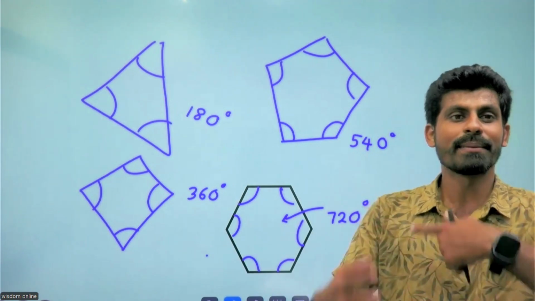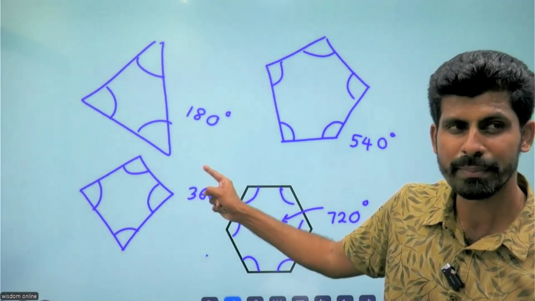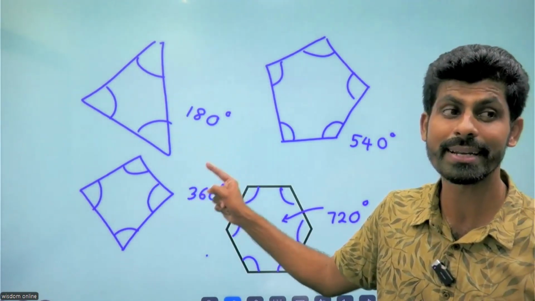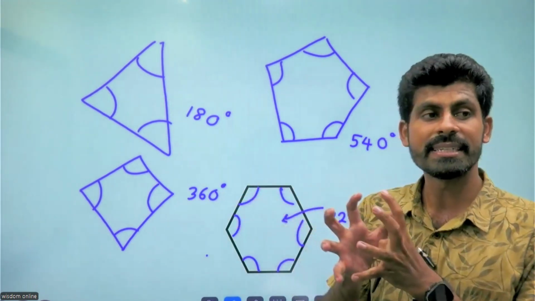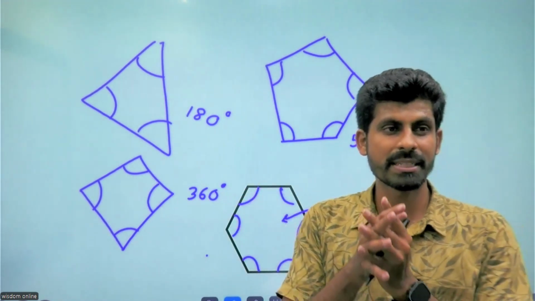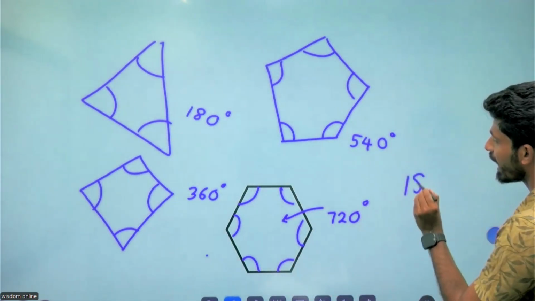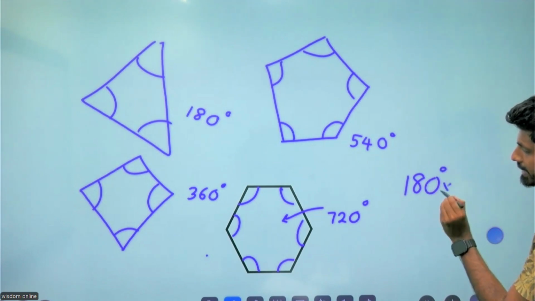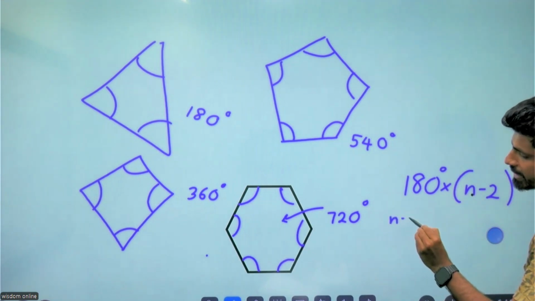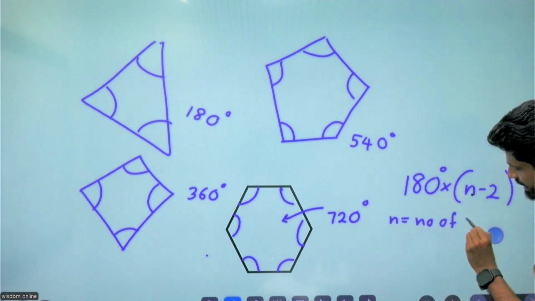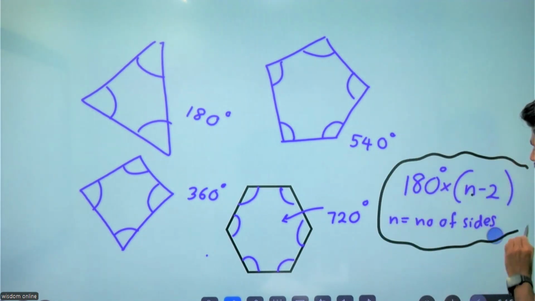Okay, I'm quickly moving to the next one. What is the equation? Have you remembered it? You already learned that one in grade 9. The sum of the interior angles of a polygon equals 180 multiplied by n minus 2. n means the number of sides.